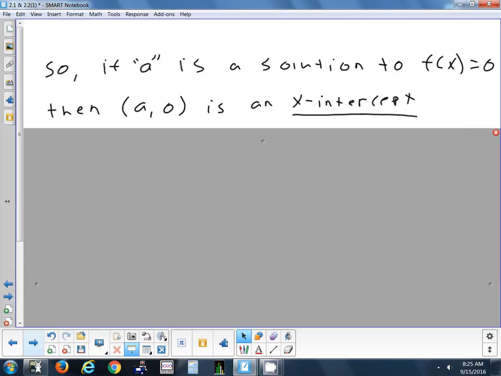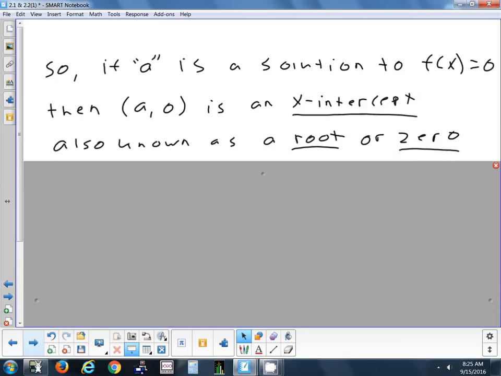So if you find a number, okay, like in the last problem, we found 3 numbers. So if you find a number that is a solution to the equation f of x equals 0, then that point, that number comma 0, is called an x-intercept. So like in the last one, we had 2 comma 0, a half comma 0, and we had one other one. Okay, another name for an x-intercept is a root of the equation, or it's also known as a 0 of the equation.